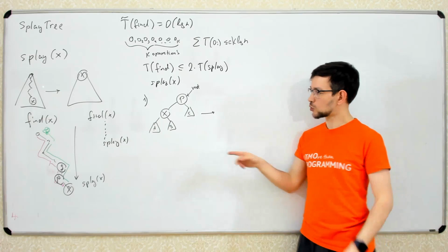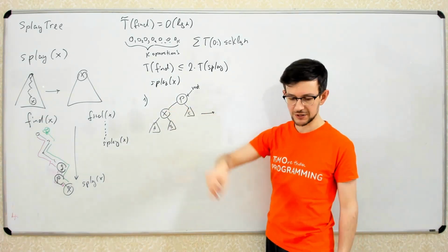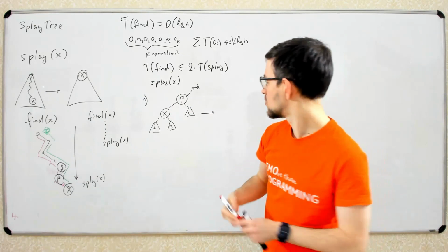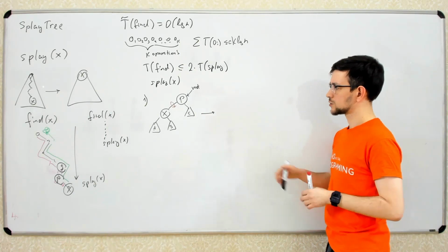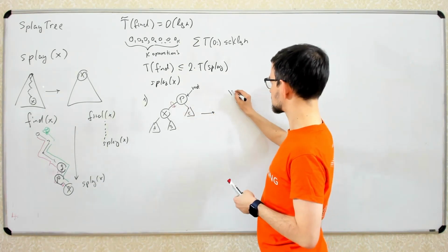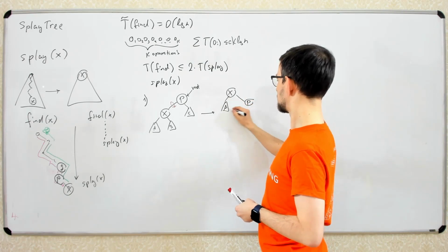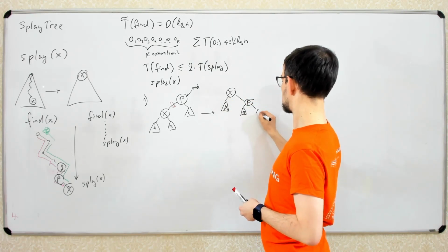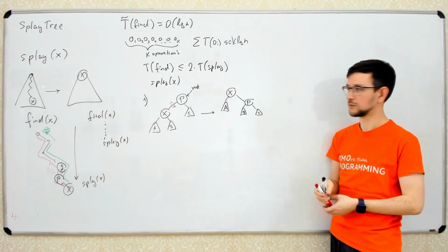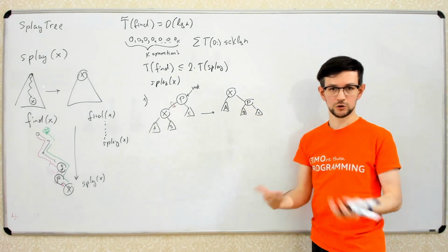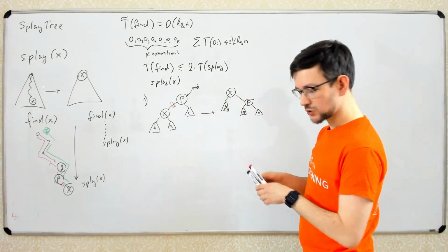So in this case, how to make X the root of the tree? Very simple. We make one rotation of this edge. After we rotate this edge, we have X as the root of the tree. P goes here. A, B, C go here. That's all. So now X is the root of the tree. Very simple. This operation is called zig.